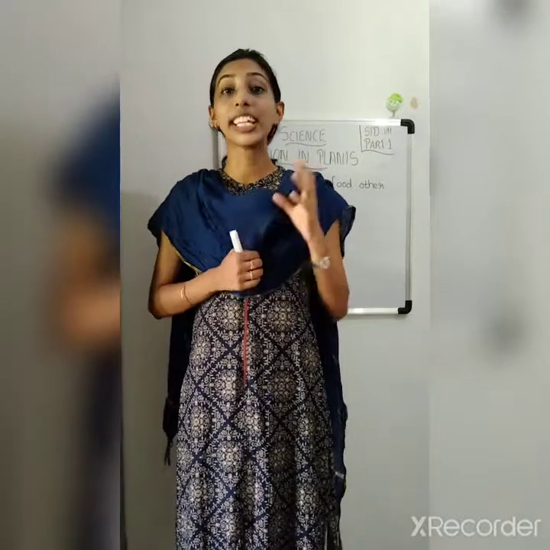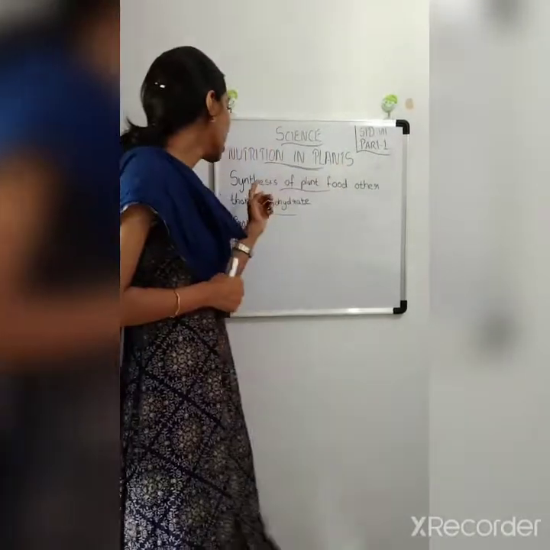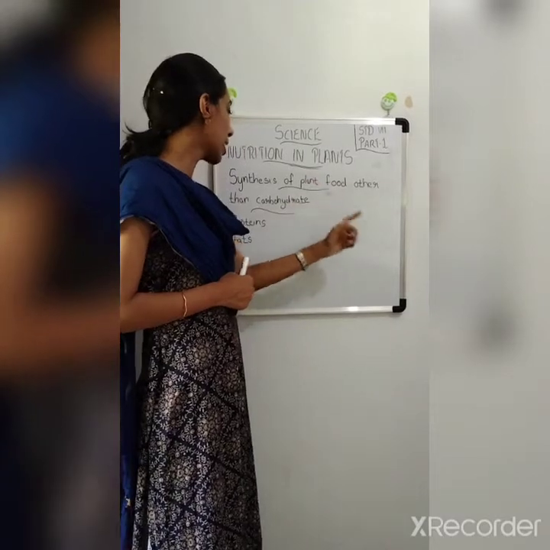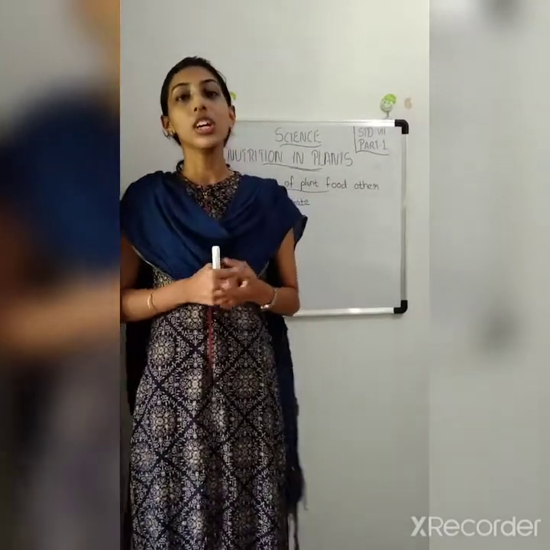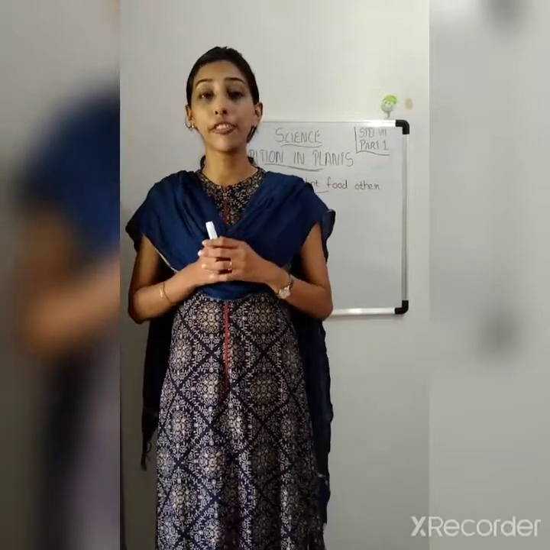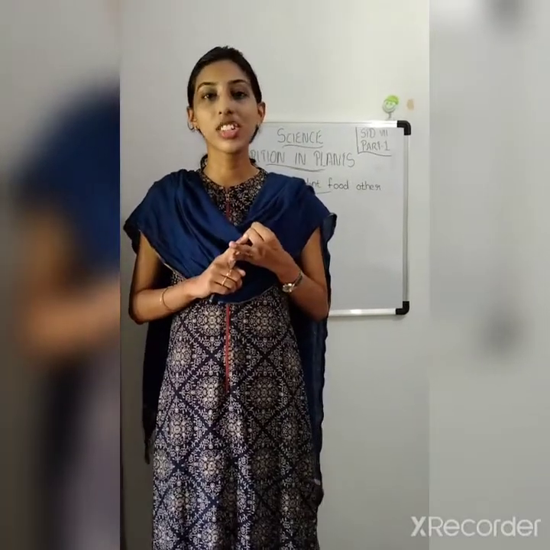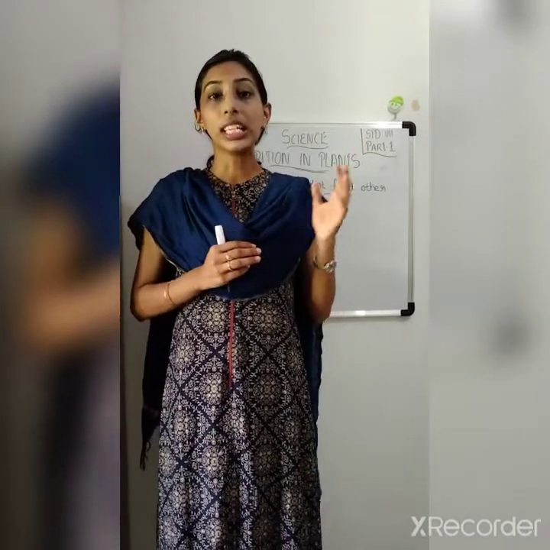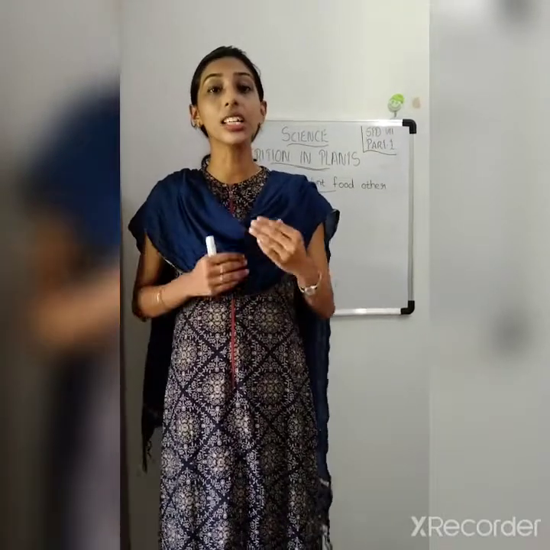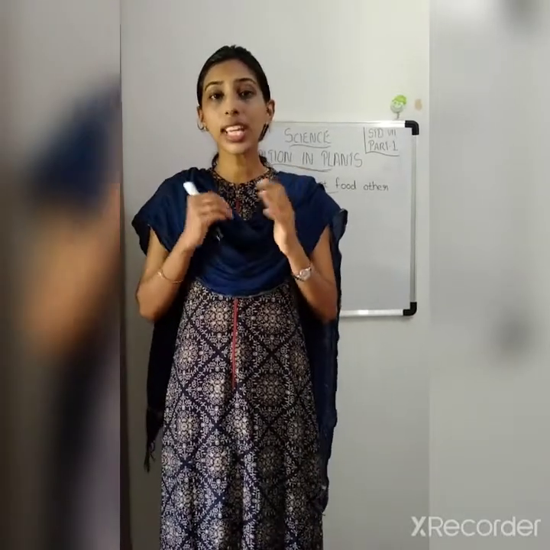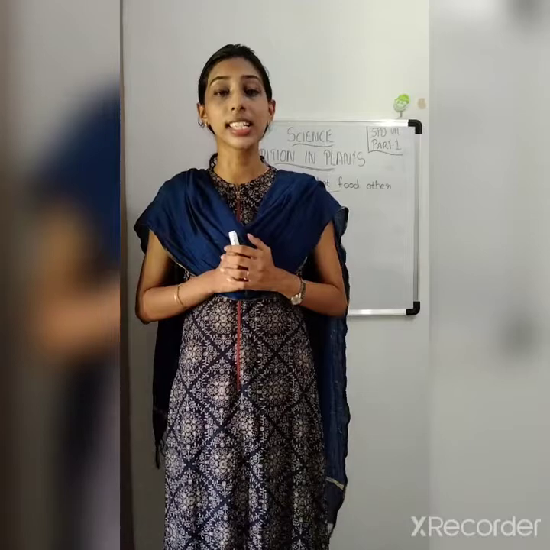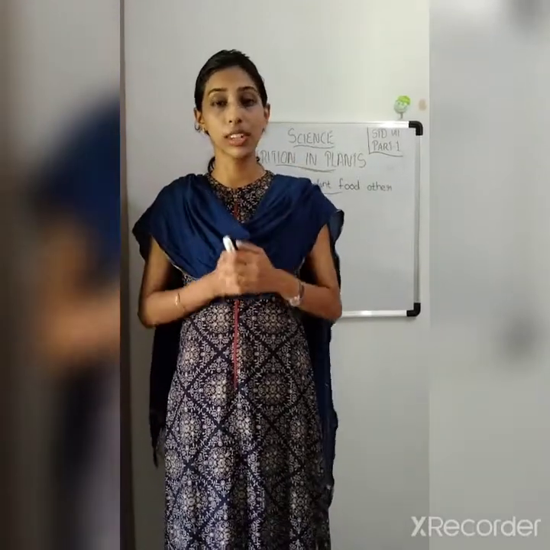Now let's move on to the next topic. That is synthesis of plant food other than carbohydrate. So we have learned that through the process of photosynthesis, carbohydrate is obtained, isn't it? This carbohydrate is composed of hydrogen, oxygen and nitrogen. These are used to make other components such as protein and fat. Proteins are nitrogenous substances that contain nitrogen.